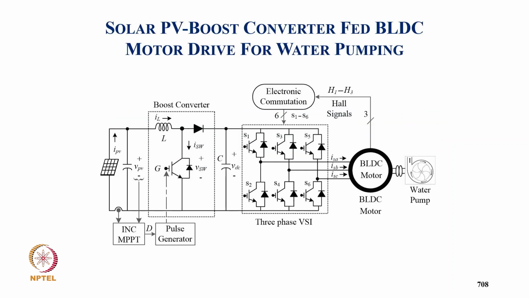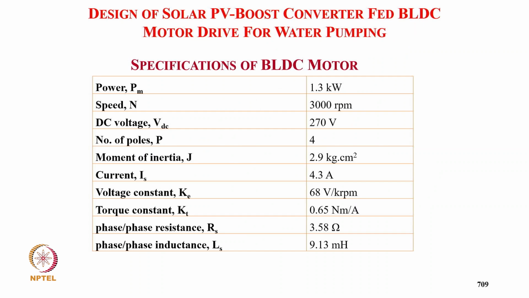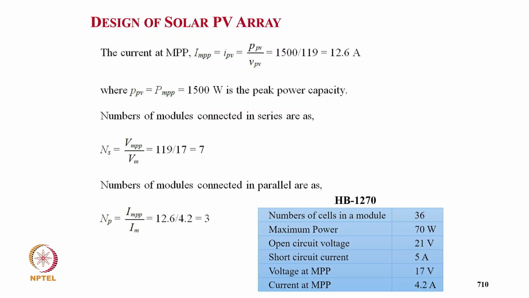Now coming to the solar PV fed boost converter fed BLDC motor drive for water pumping. So after the solar we have a boost converter, and then we have electronic commutation. We control the boost converter to do the MPPT and put the power on the DC link, and accordingly electronic commutation decides the speed of the motor. These are the data, of course: 1.3 kilowatt motor at 2000 rpm, DC link voltage 270 volt, and the remaining data are here. And of course, this is typically the MPPT.